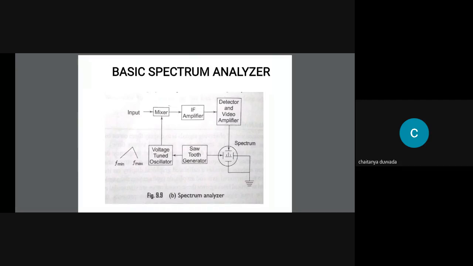Initially we take some input. This input is given to the mixer. To this mixer we also have to give a voltage tuned oscillator. Why do we have to give a voltage tuned oscillator? That voltage can express the spectrum analyzer signal on the vertical axis and some frequency signal on the horizontal axis. That's why we have to give the voltage tuned oscillator.